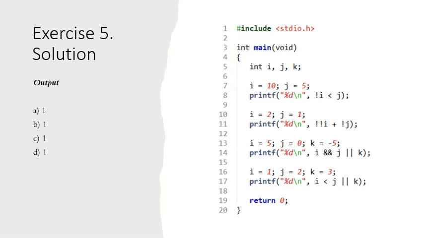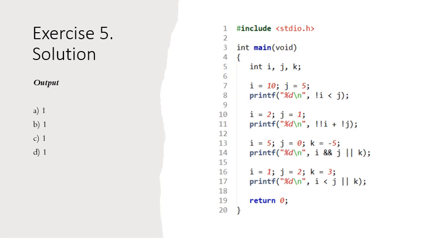Now for line 10, your i is equal to 2 and your j is equal to 1. So we would like to evaluate not i plus not j in your line 11. So in your not i, that means not 2. Not 2 will give us a 0, and not 0 will give us a 1. So 1 plus your not j, which is not 1 equals 0. So 1 plus 0 will give us a 1 for line 11.